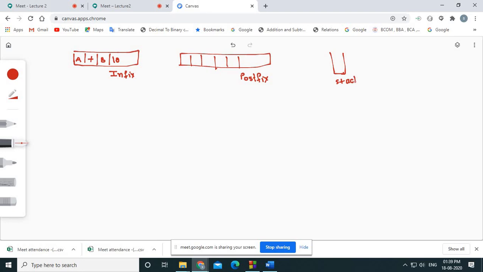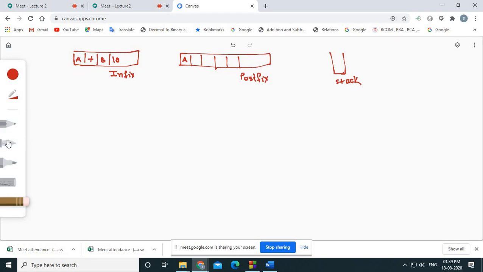Now what you need to do is fetch the first character. What is the first character? A. You just need to check whether A is an operand or an operator. This is an operand. Then you put it into the postfix. So here A is there. Now A is processed.